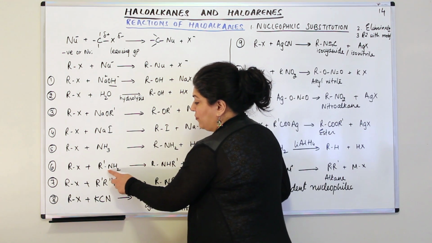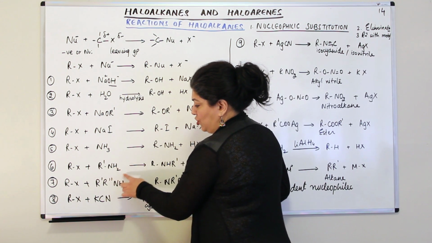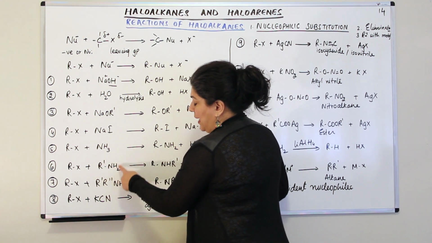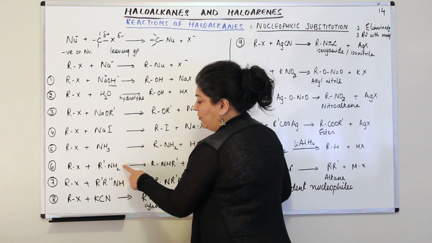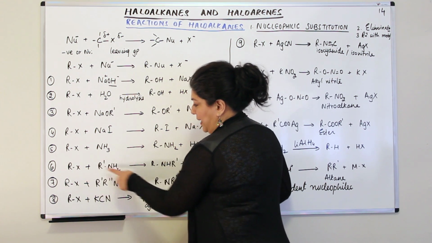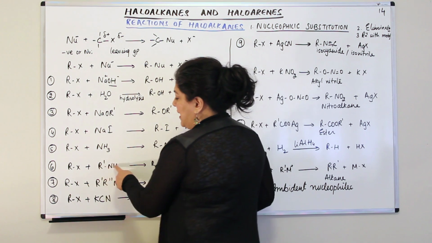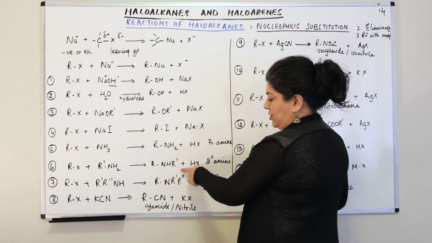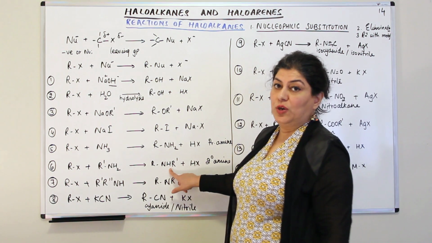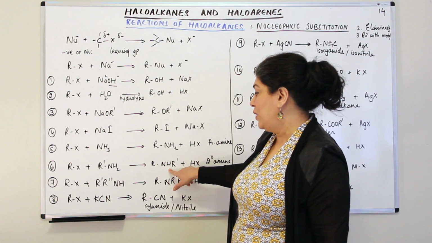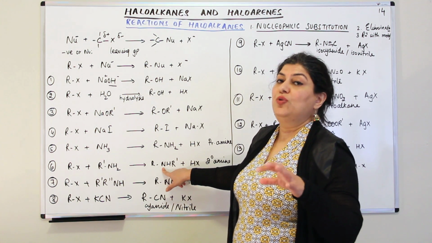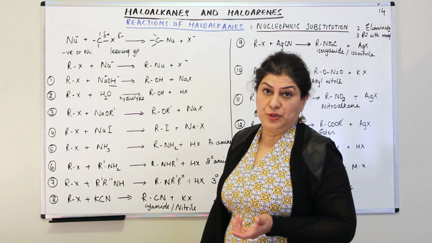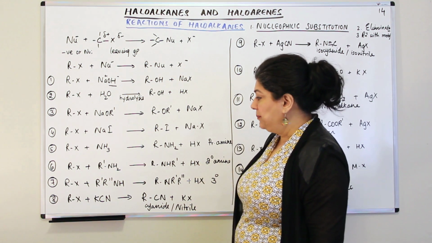One of the hydrogens from R'-NH2 is removed, NH becomes the nucleophile, and one hydrogen combines with X to form HX, and this R'-NH combines with R to form R-NH-R', which is a secondary amine. What is a secondary amine? A secondary amine is one in which two of the hydrogens of the ammonia are substituted by alkyl groups. So you get a secondary amine.